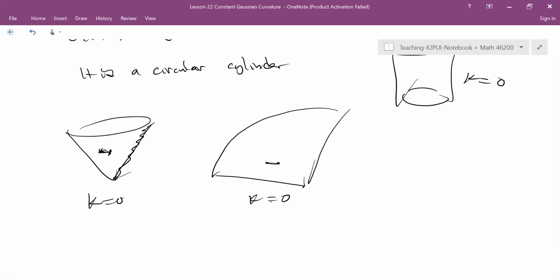Think about our universe. Okay. Our universe is a 3-dimensional space embedded in a 4-dimensional space, maybe even higher dimension.